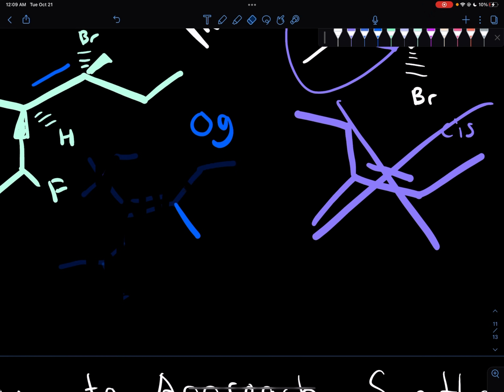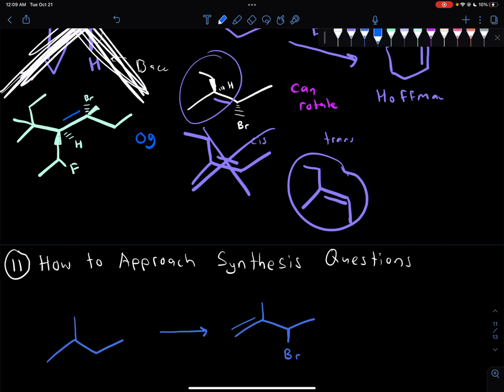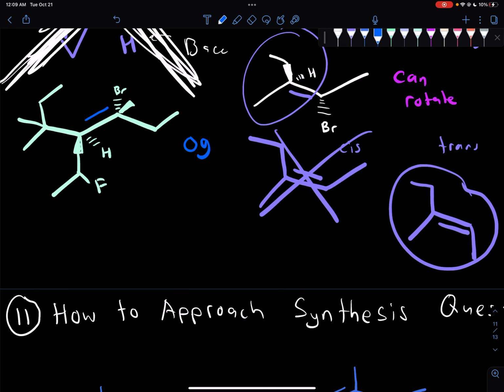Let me give you once again an easy way to do it. Forget the whole cis change to trans thing that I said. Literally draw it as is. So I'm going to have my alkene, and I have my ethyl and methyl, and down here I have 1, 2, 3 fluorine.